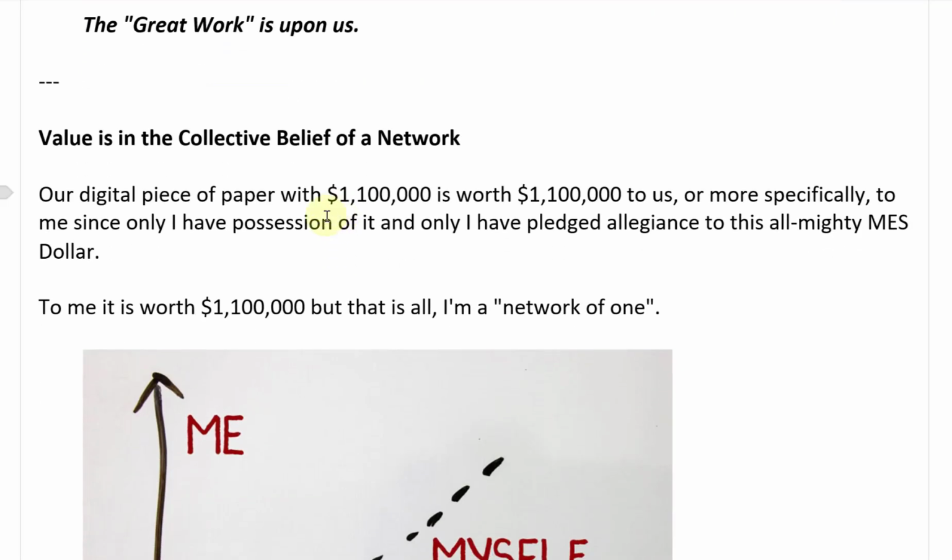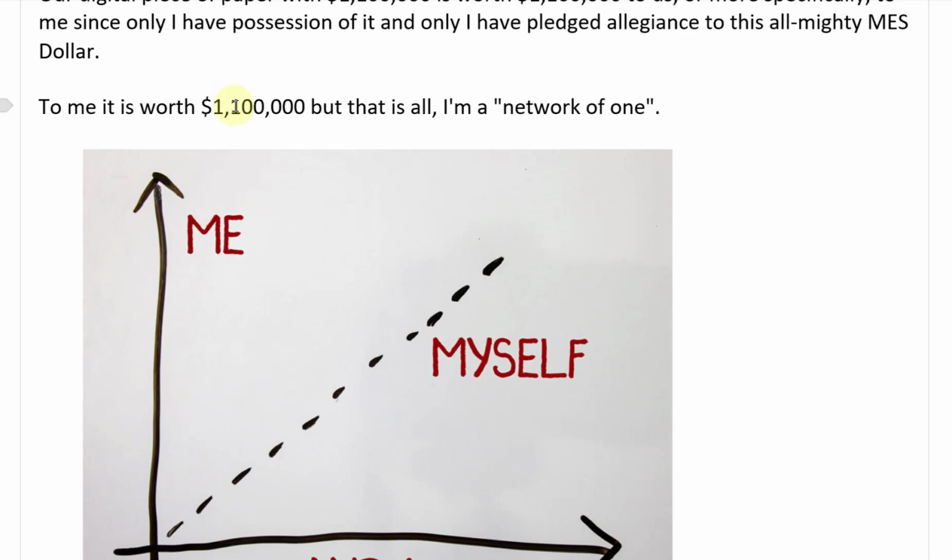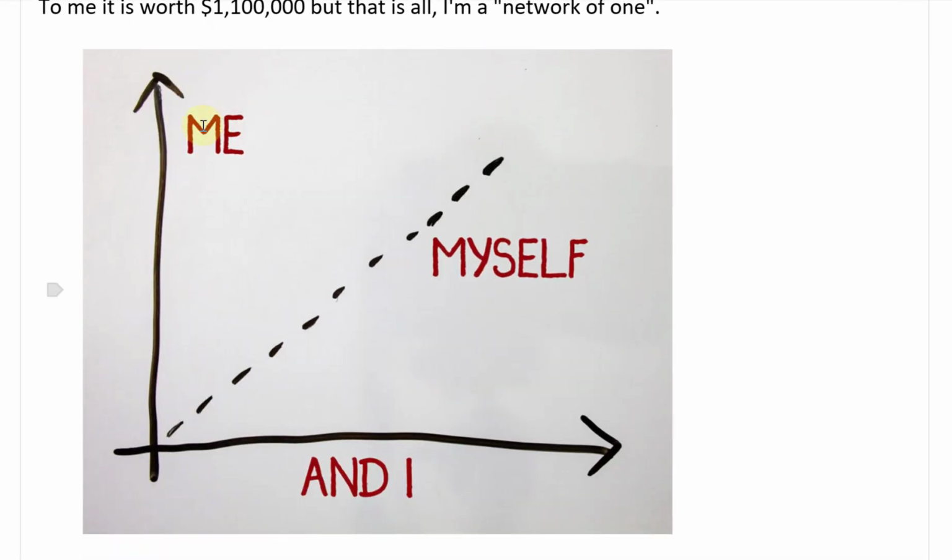So our digital piece of paper with $1,100,000 is worth $1,100,000 to us, or more specifically to me, since only I have possession of it and only I have pledged allegiance to this almighty MES dollar. To me, it is worth $1,100,000, but that is all. I'm a quote network of one. So there's me, myself, and I.